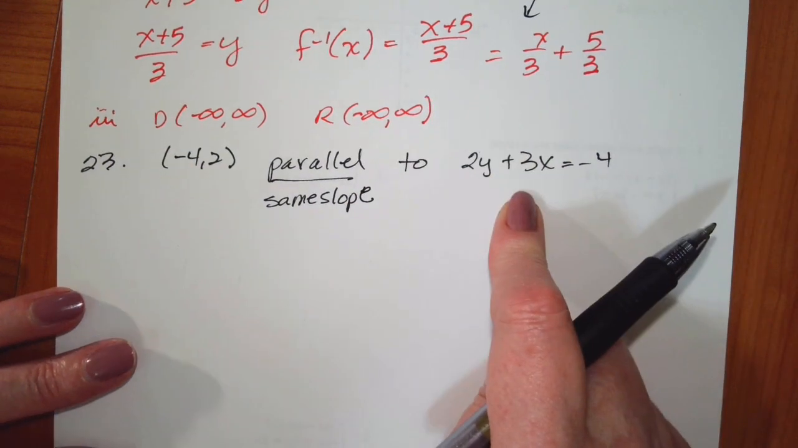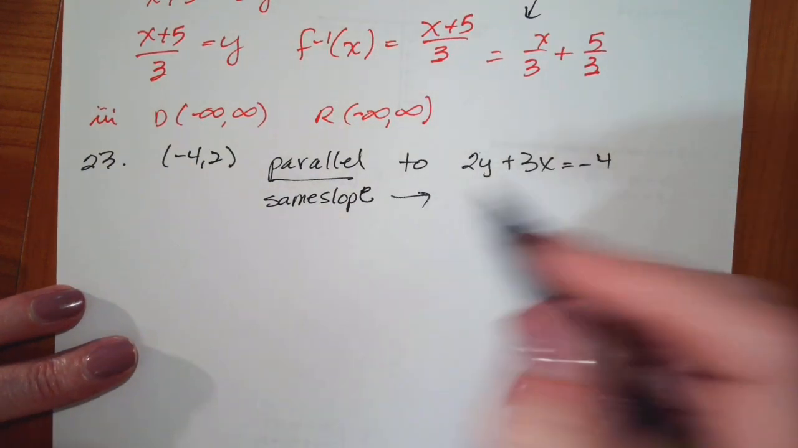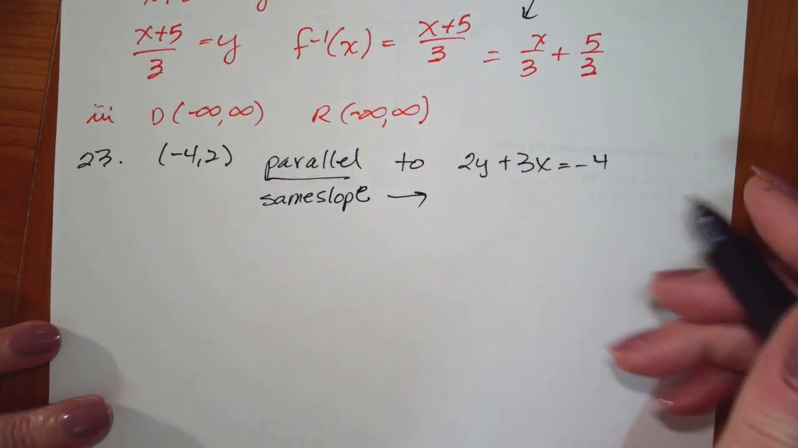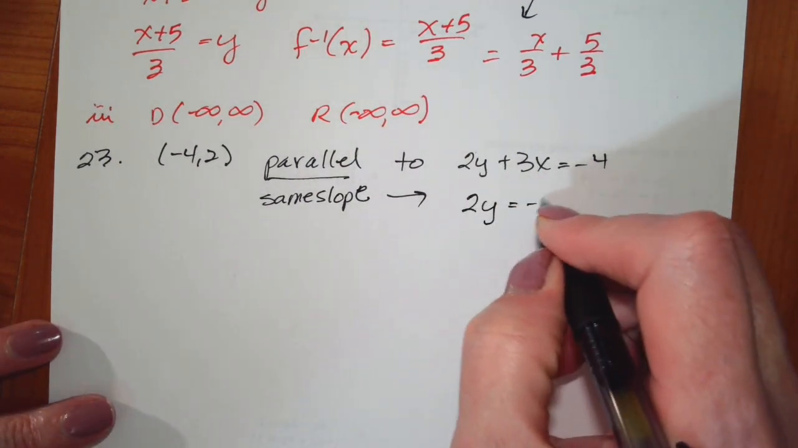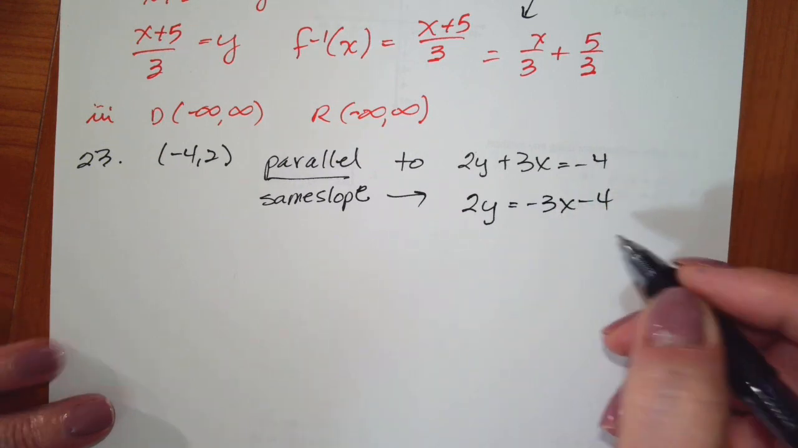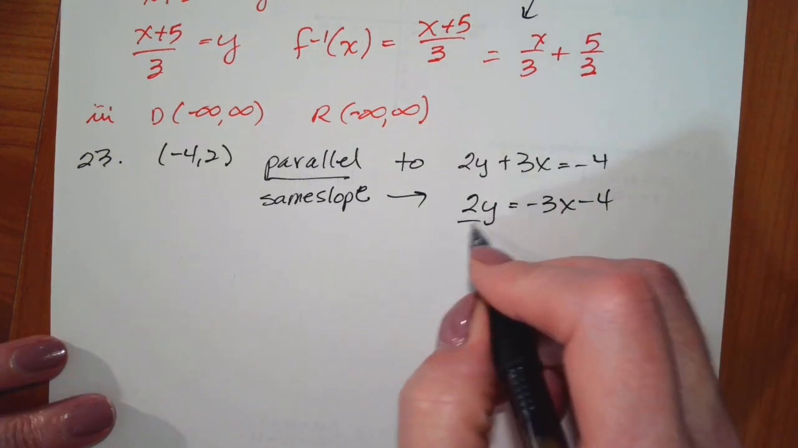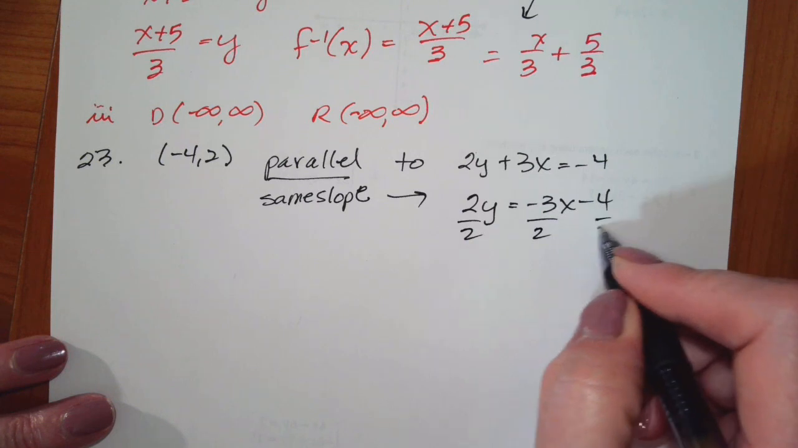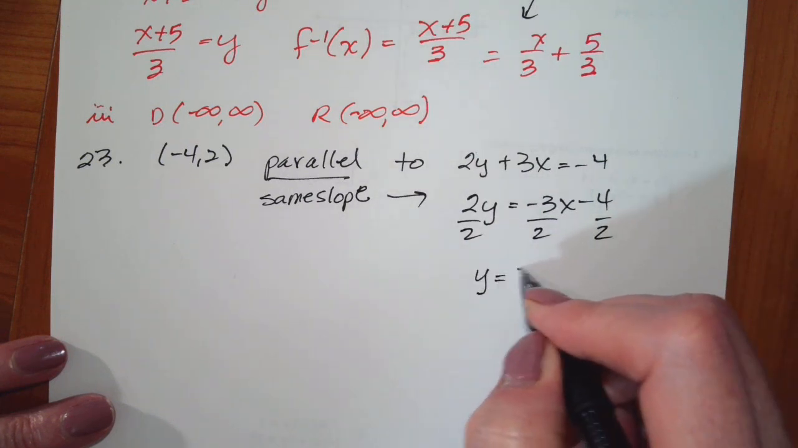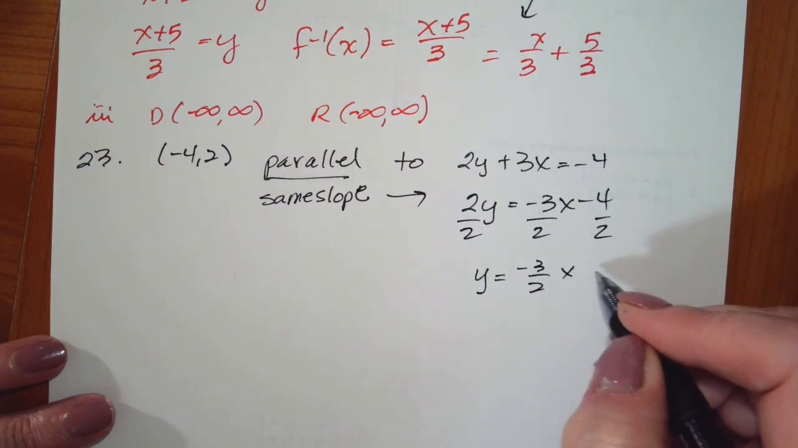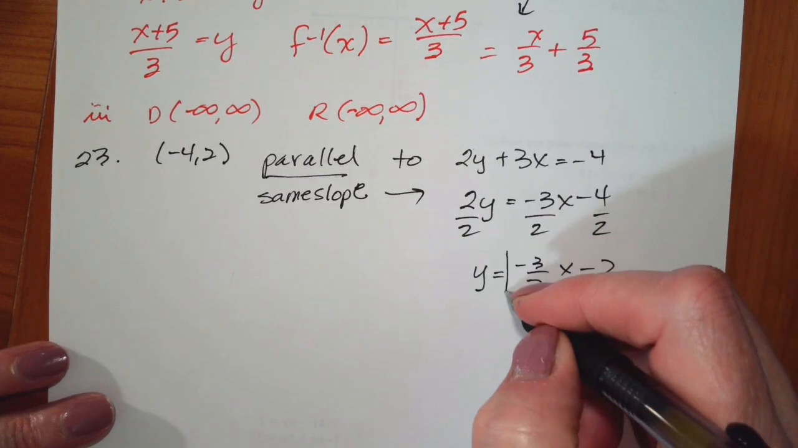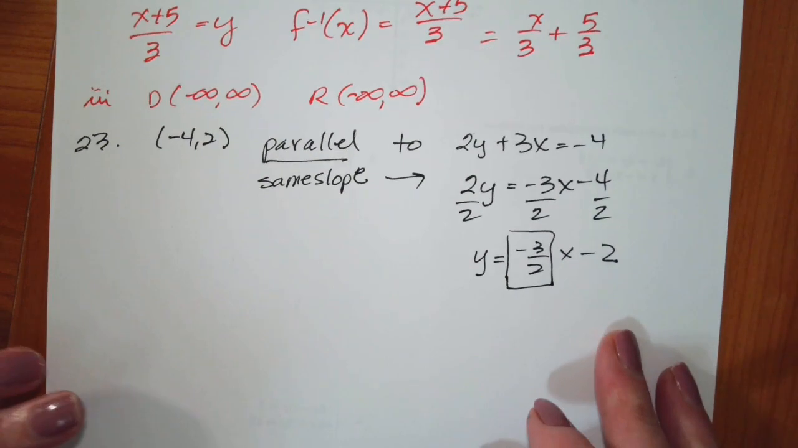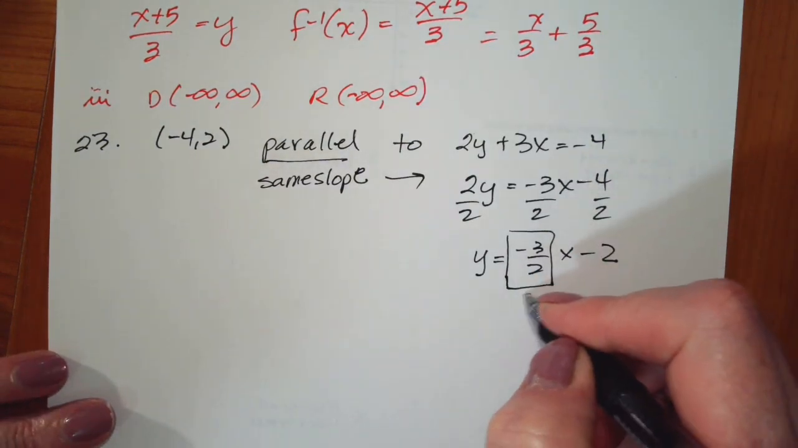So the first thing I'm going to have to do is find the slope of this line. So I'm going to put it in slope-intercept form. So I'll subtract 3x: 2y equals negative 3x minus 4, and then I'll divide everything by 2, each piece. So I get y is negative 3/2 x minus 2. I don't really care about this. This is what I'm looking for. This is my slope.